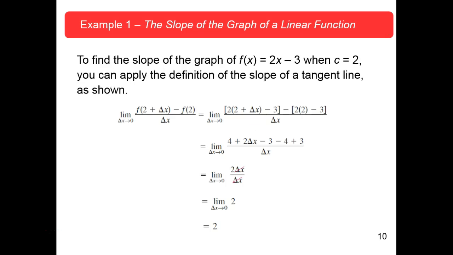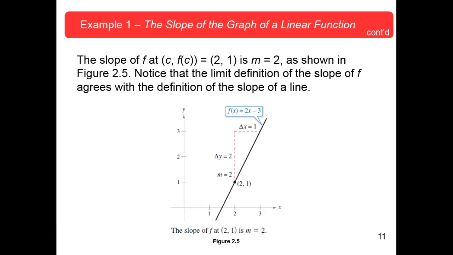Now, here's something we didn't quite do here. Well, we did too, in a sense. When you plug 2 in here, we've got 1. So that meant the point on this line was 2, 1. Okay? X equal 2, y is equal to 1. You got that right here, but they didn't show it here. But we did. So that's why they say the slope of f at c, f of c, when c is 2, f of c was 1. So at 2, 1 is m equal 2, as shown in this figure.